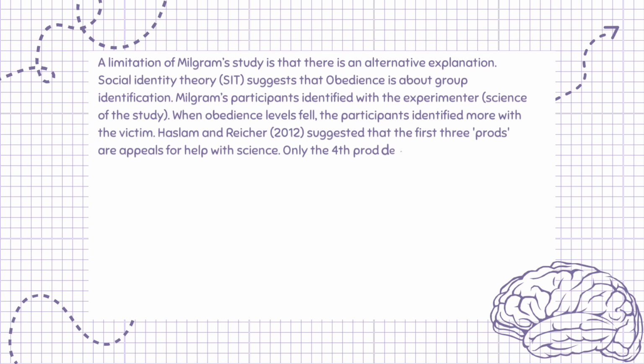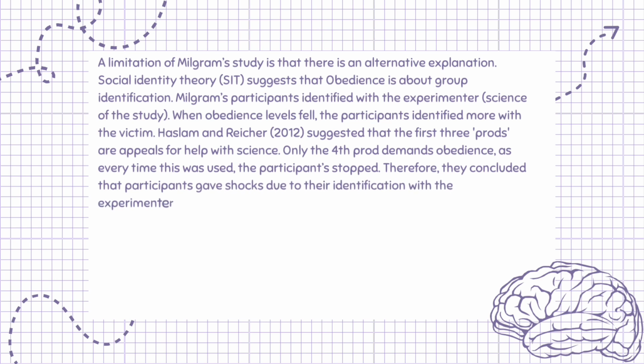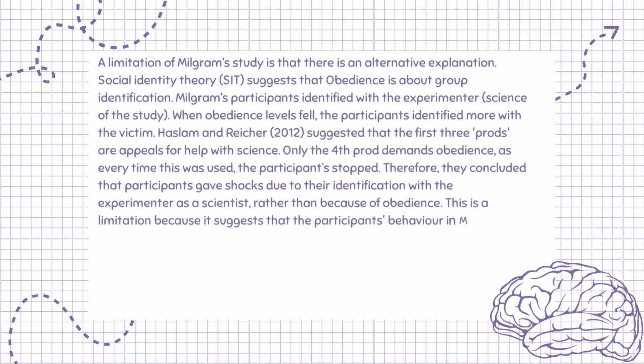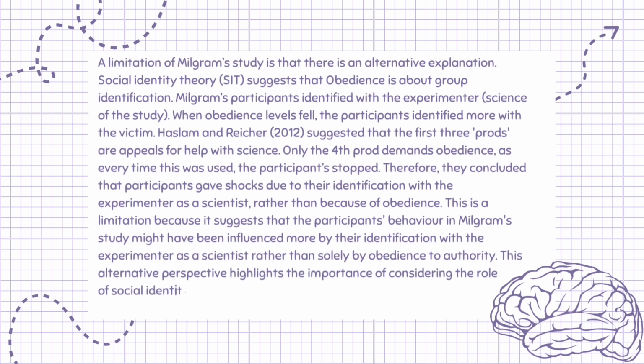Haslam and Reicher, 2012, suggested that the first 3 prods are appeals for help with science. Only the 4th prod demands obedience, as every time this was used, the participants stopped. Therefore, they concluded that participants gave shocks due to their identification with the experimenter as a scientist, rather than because of obedience. This is a limitation because it suggests that the participants' behavior in Milgram's study might have been influenced more by their identification with the experimenter as a scientist rather than solely by obedience to authority.